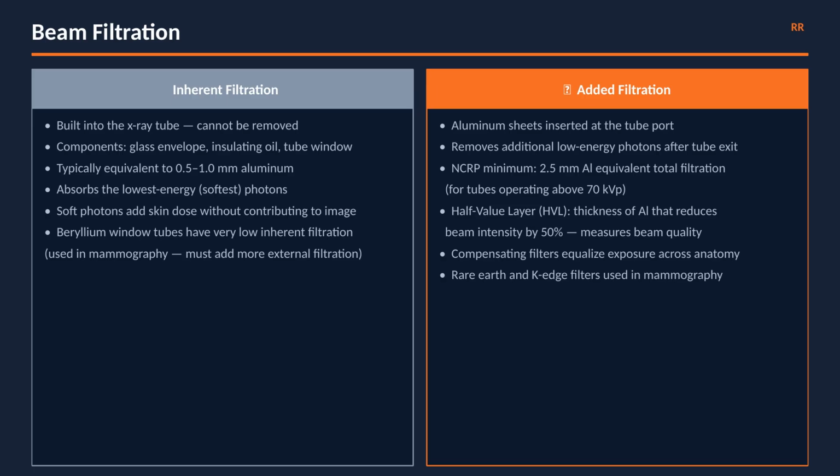Inherent filtration is built into the tube itself: the glass envelope, insulating oil, and window, typically 0.5 to 1.0 millimeters aluminum equivalent. Added filtration, aluminum sheets at the tube port, makes up the difference. The half-value layer, HVL, measures beam quality. It is the thickness of aluminum that reduces beam intensity by 50%. HVL is measured as part of your equipment quality control program.